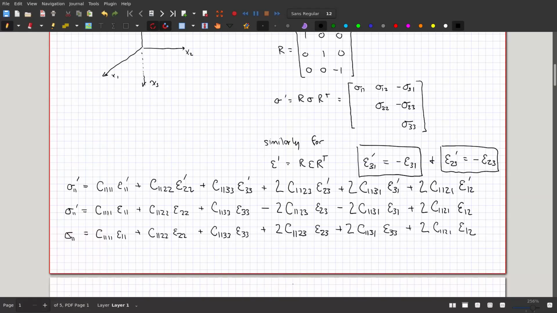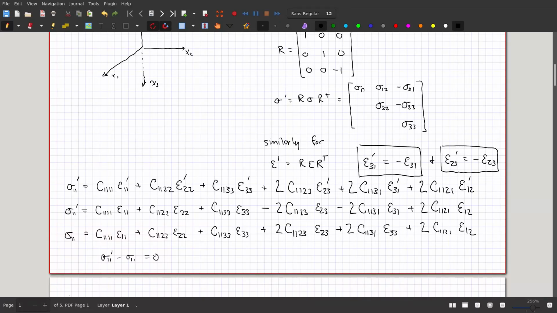Okay, so like I said, if the plane is a plane of symmetry, then sigma prime 1,1 minus sigma 1,1 should equal 0, right? That's another way of saying that they're equal to each other. Sigma prime 1,1 is equal to sigma 1,1. Another way to say that, sigma prime 1,1 minus sigma 1,1 is equal to 0.